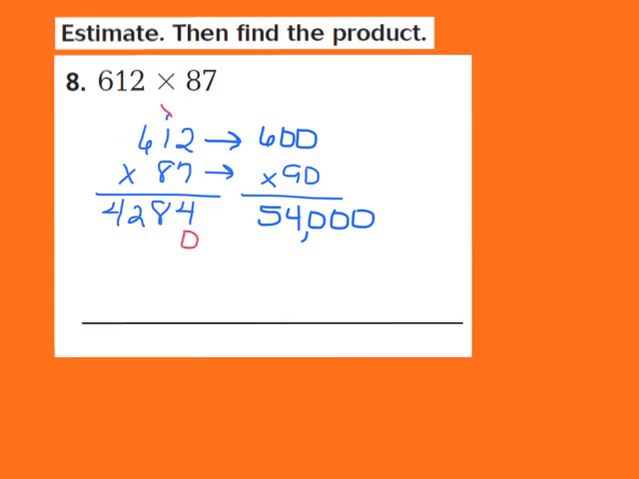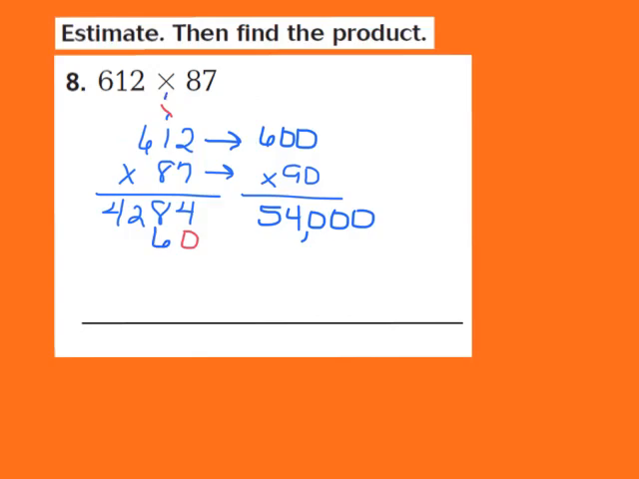Step 2 says multiply by the tens. So what that means is I'm now going to take 612 and I'm going to multiply it by the 8 because the 8 is in the tens place. So what I know is this. I know, first of all, that 8 times 2 is going to give me 16. So I'm going to write down the 6 and I'm going to regroup the 1.